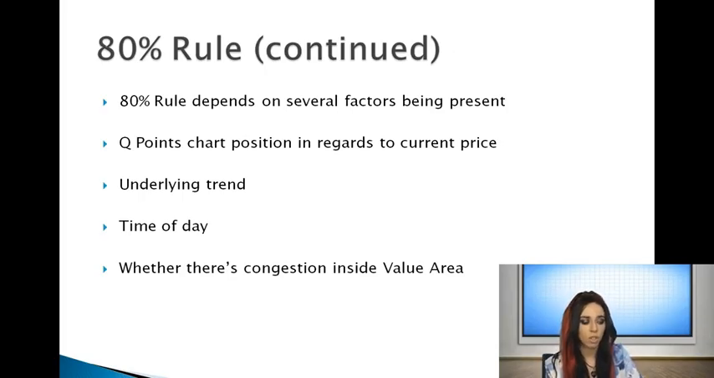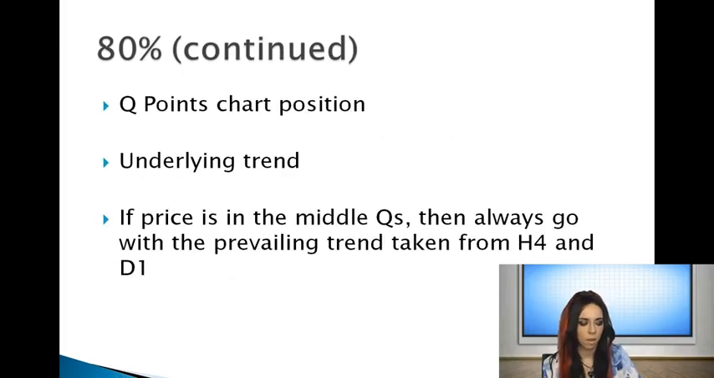So let's start with chart position and underlying prevailing trend. A couple of rules here. If the price is outside of swing extremes, therefore in the middle Q points, so not in Q highs or Q lows on a medium time frame, then always only go with the current prevailing trend. And if you remember the rule from taking trends, we need to take the trend from 2 out of 3 medium time frames, okay?